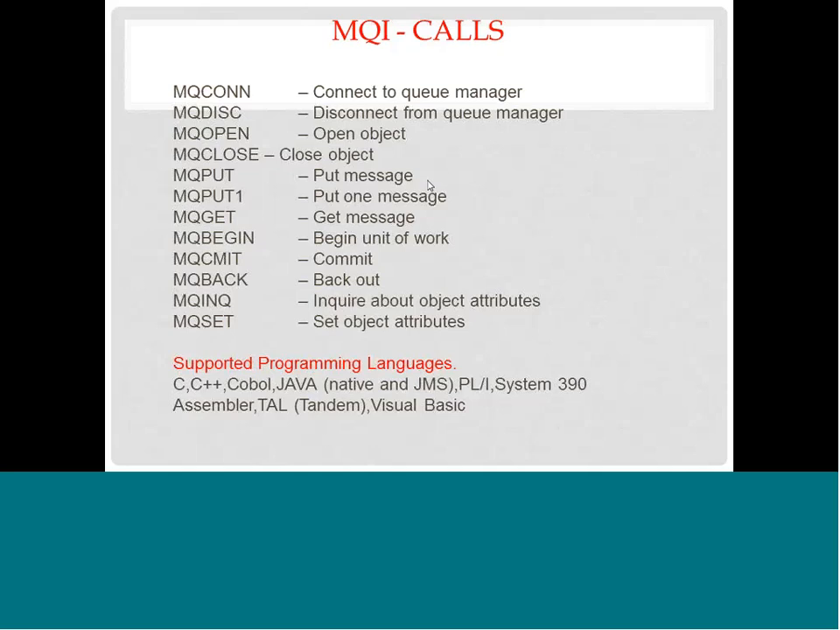To talk to MQ, you have to write the MQI calls in the application. The MQI calls are as below: MQ connect to connect to the queue manager, MQ disconnect to disconnect from the queue manager, MQ open, MQ close. Those are all the MQI calls. The supported programming languages at the MQ level are C, C++, COBOL, and Java. Many programming languages are supported.